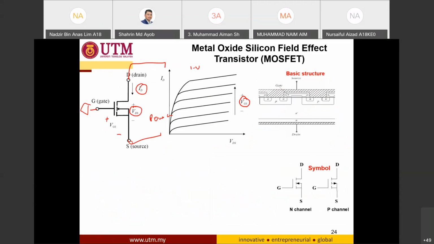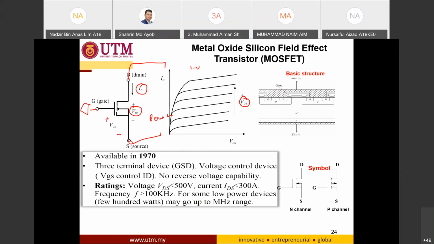You have N channel and also P channel. For the N channel, the arrow is going into the gate, while for the P channel, the arrow is going out from the gate. Since this device is controlled by the VGS, it is sometimes also called a voltage controlled device.